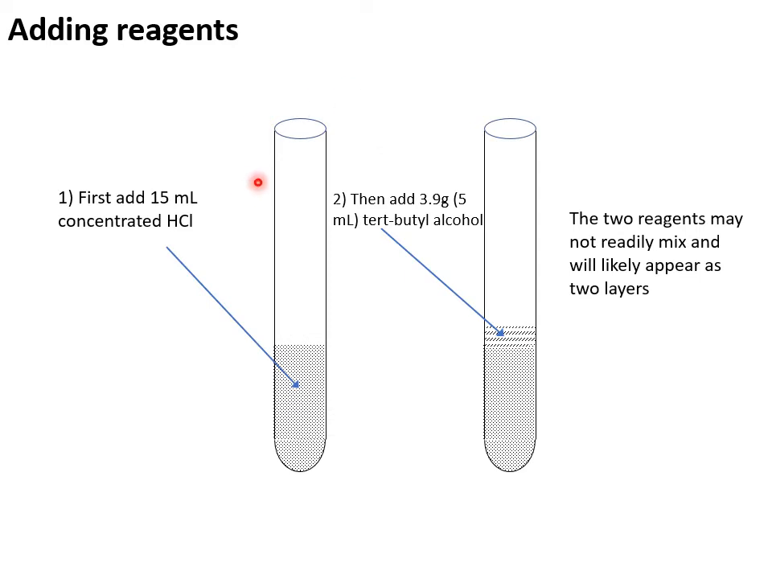You take a test tube. You add your 15 milliliters of concentrated hydrochloric acid. And then you add your tert-butyl alcohol here. You might notice when you do this experiment, there will be layers. That's not something you want. You want to make sure that the reaction happens right. So you're going to have to mix it.